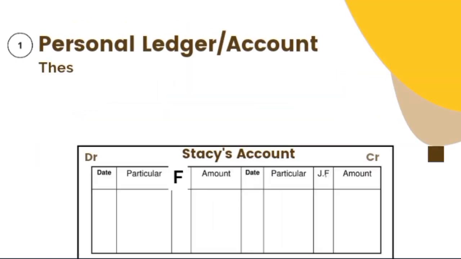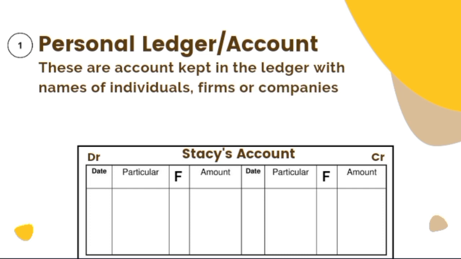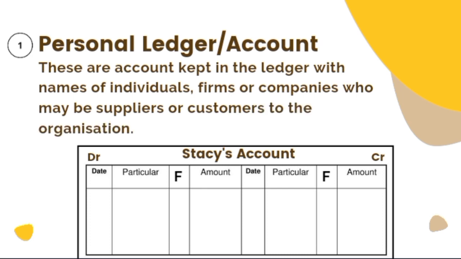The personal accounts are the accounts in which transactions with persons or other businesses are recorded. It's an account that is used for recording transactions with names of individuals, firms, or other organizations who may be customers or suppliers. Examples of this type of account are Musa account, STC account, UPSS account, NNPC account. All these are examples of the personal account.